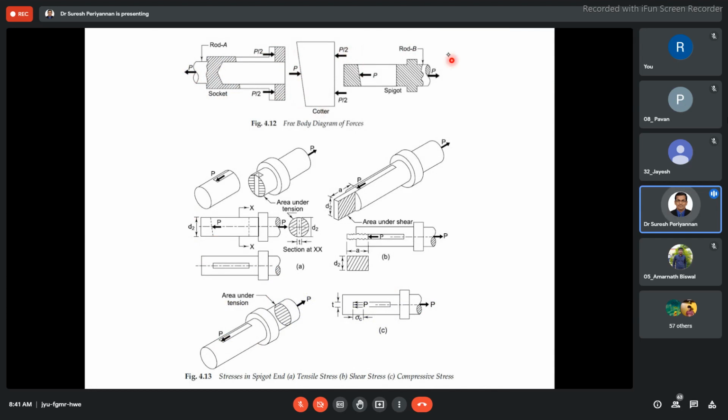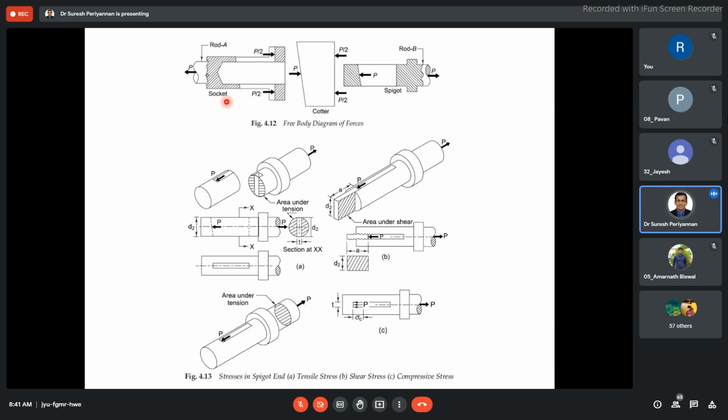What are the force components acting in this spigot? That summation must be equal to 0. Then only the component is going to be in equilibrium, and then we can perform our mechanical function. This is one rule we should consider while designing the component, and another important thing we have to consider.